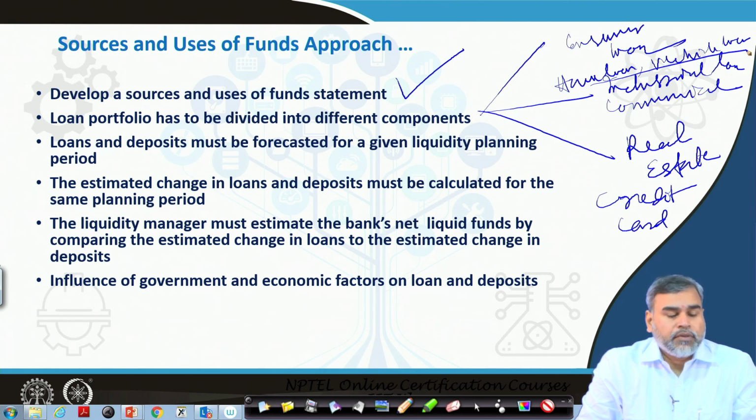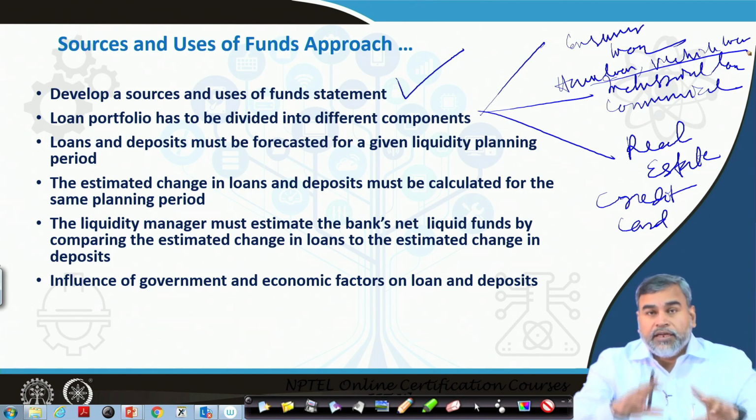Then the loans and deposits in each category must be forecasted for a given liquidity planning period. You prepare a time frequency: 0 to 3 months, 3 to 6 months, 6 to 9 months, or a 3-month period, 1-month period, depending upon your requirement. You prepare different time zones, different maturity buckets, and in the different maturity buckets you understand how much your sources and how much your uses are. That is very important.